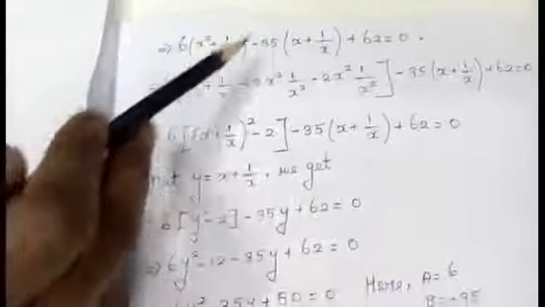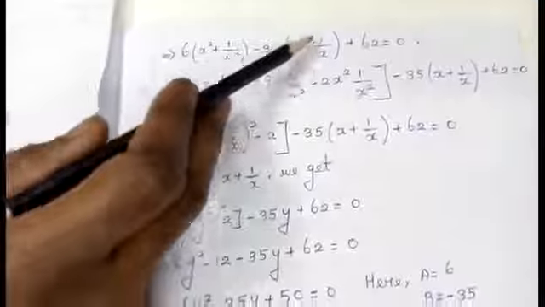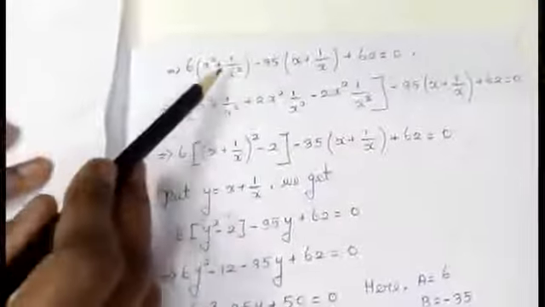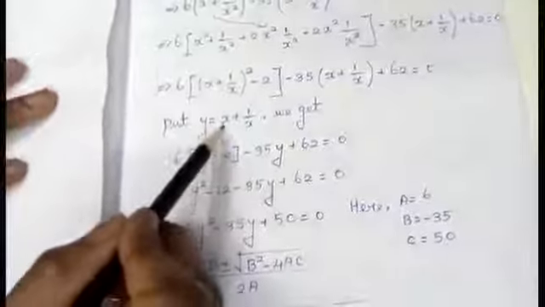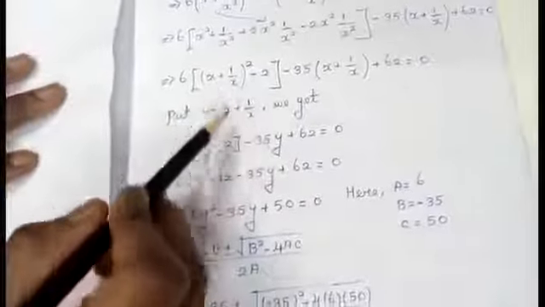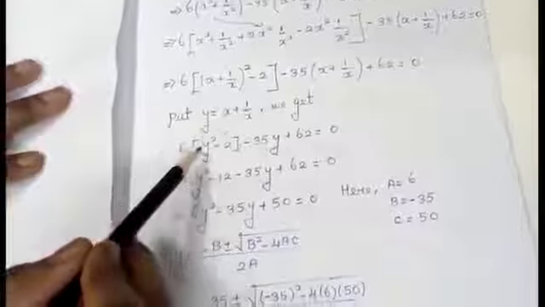After dividing, you are going to bring it in this form, that is 6 times x square plus 1 by x square, minus 35 times x plus 1 by x, plus 62 equal to 0. This calculation I told you in your last sum. You are going to try this method. After simplifying, students, put y equal to x plus 1 by x. In place of this, I am replacing y: 6 into y square minus 2, minus 35y plus 62 equal to 0. Calculate. You will bring it in the form of product and sum.